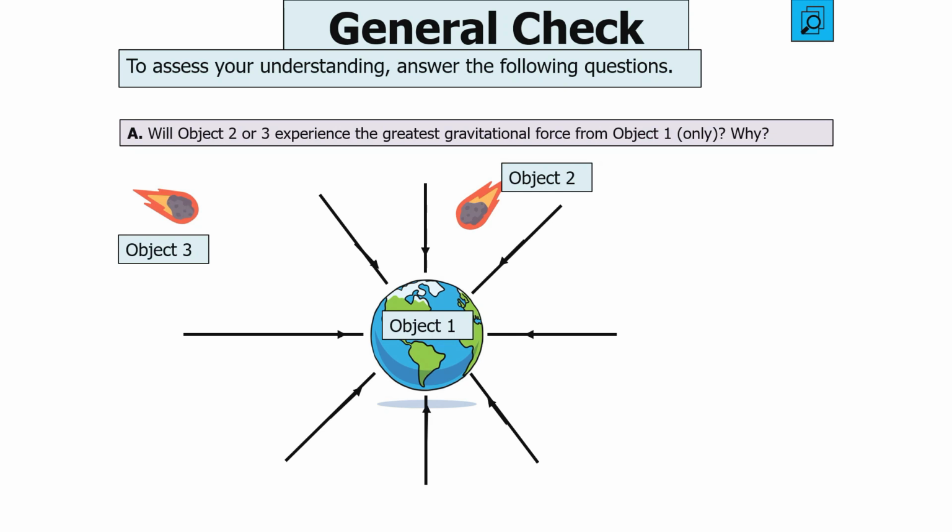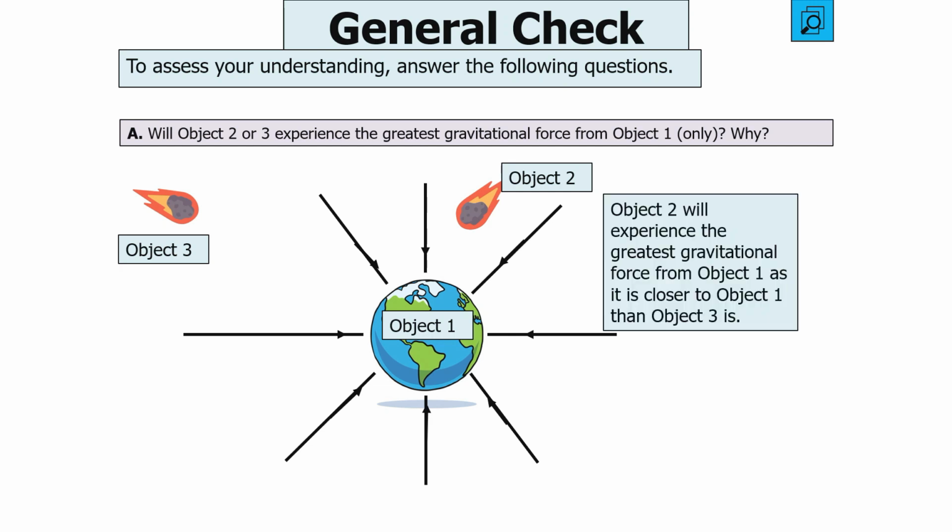Will object 2 or object 3 experience the greatest gravitational force from object 1 only, and why? Object 2 will experience the greatest gravitational force from Object 1 as it is closer to Object 1 than Object 3 is.